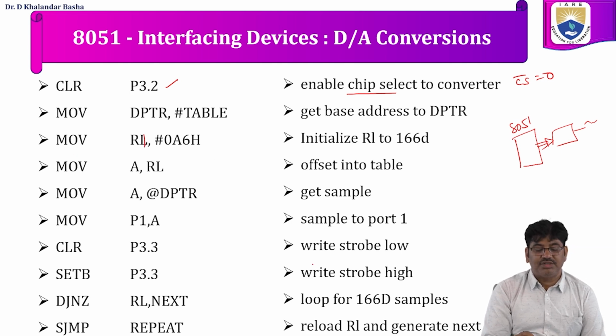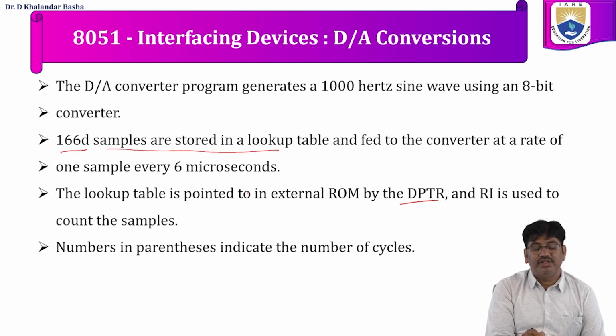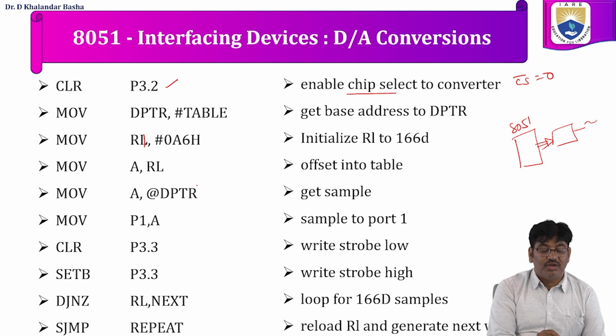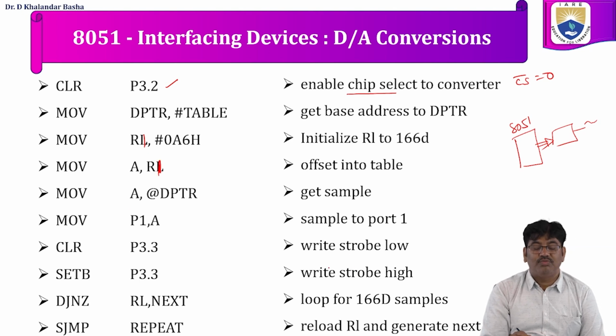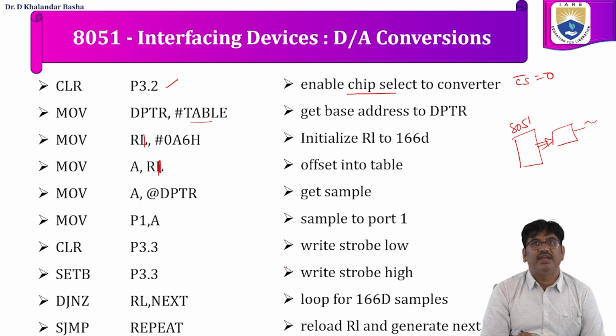Next, MOV R1, #0A6H. This is for initializing the R1 register with 166, because as per the problem statement 166 samples are stored in the lookup table. So we load the count into the R1 register. First we fetch the R1 value into the accumulator, that is the offset value of the table. Next, as DPTR is holding the address of the table and the offset value is provided in A, we get the samples into the accumulator using MOVC A, @A+DPTR.